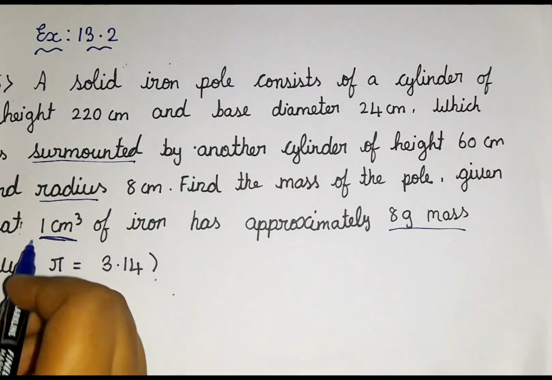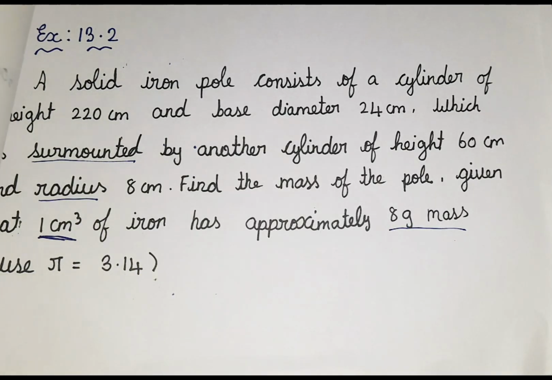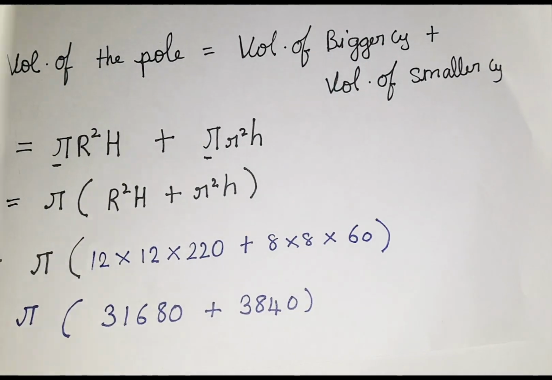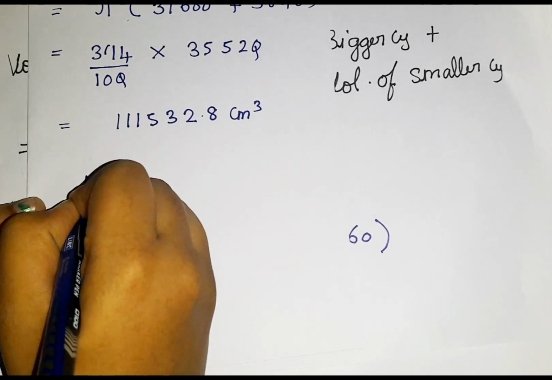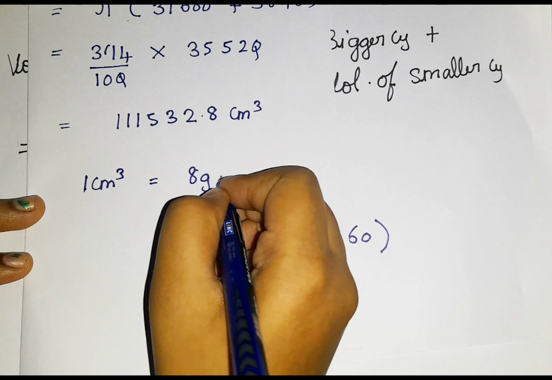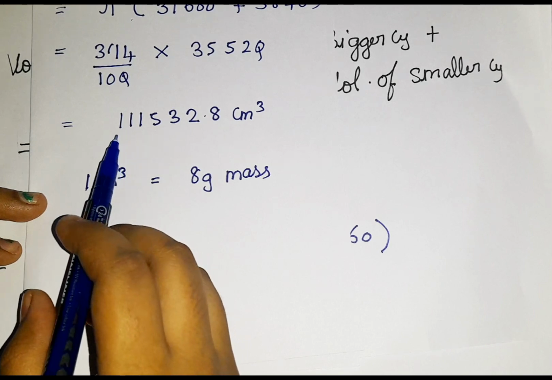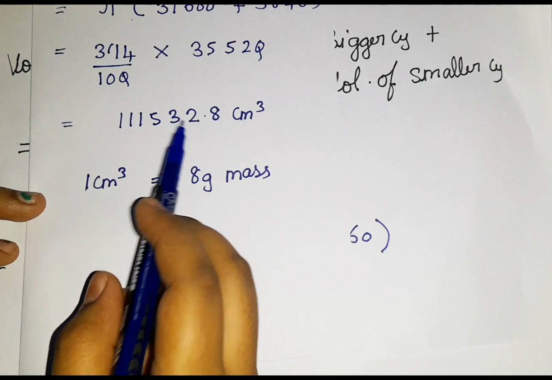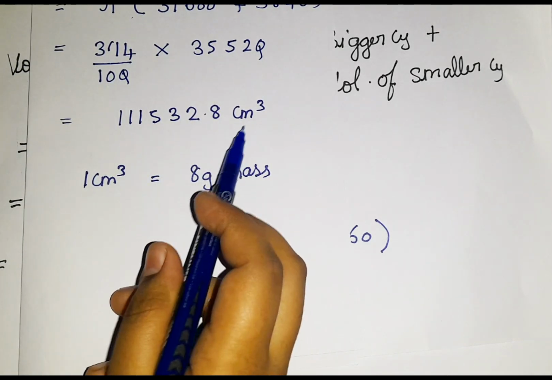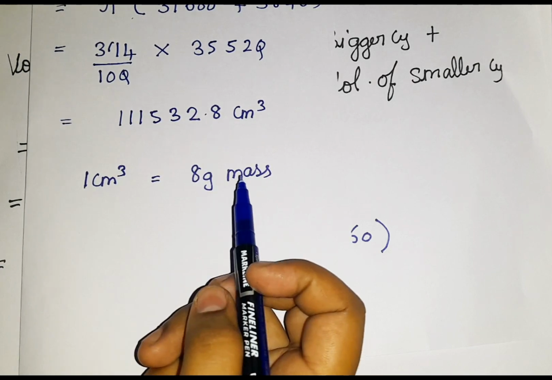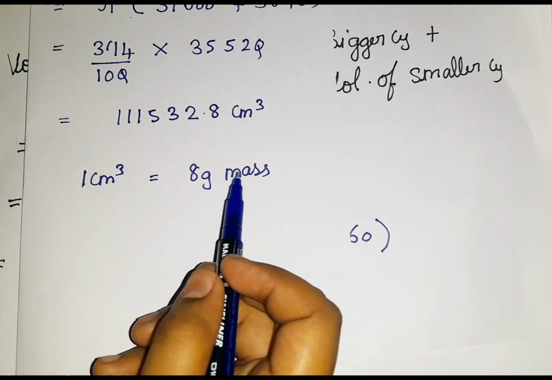Alright, so now I just told you guys, according to the question we had a clue. So what is the clue? That is this clue: 1 centimeter cube is equal to 8 gram mass. Am I right? So for a reason only they mentioned it. So let us write that. So 1 centimeter cube is equal to 8 gram mass. Alright guys. So since you know, here we got 1,11,532.8 centimeter cube. Am I right? So for this much volume, what will be the mass? What will be the mass, guys? So we know 1 centimeter cube is equal to 8 gram mass.